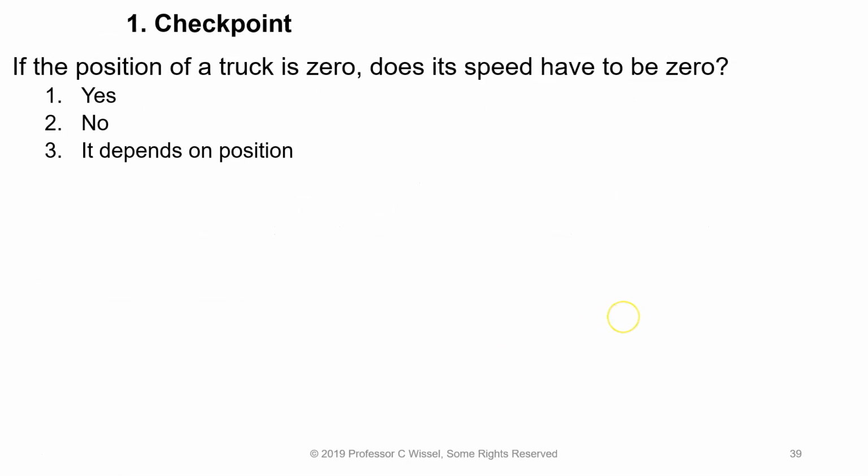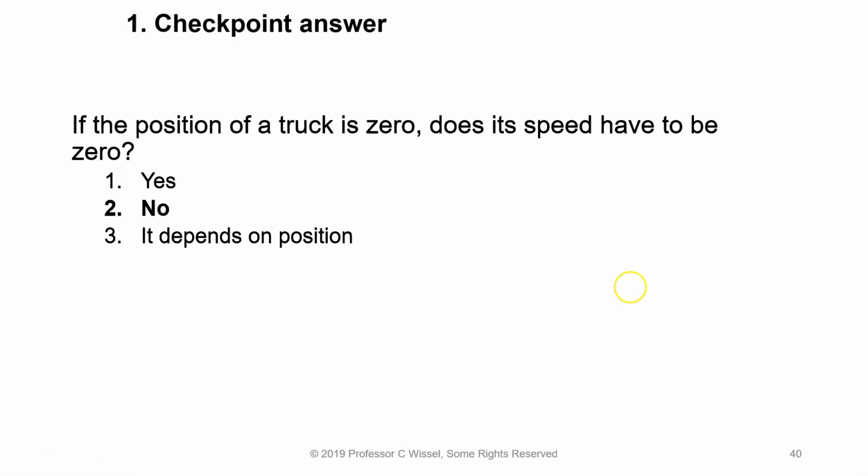Okay, if the position of a truck is 0, does the speed have to be 0? No. You pass a 0 mile marker on the freeway, you might be going 70 miles an hour. You can set the position to anything you want. That's a choice of the reference frame.